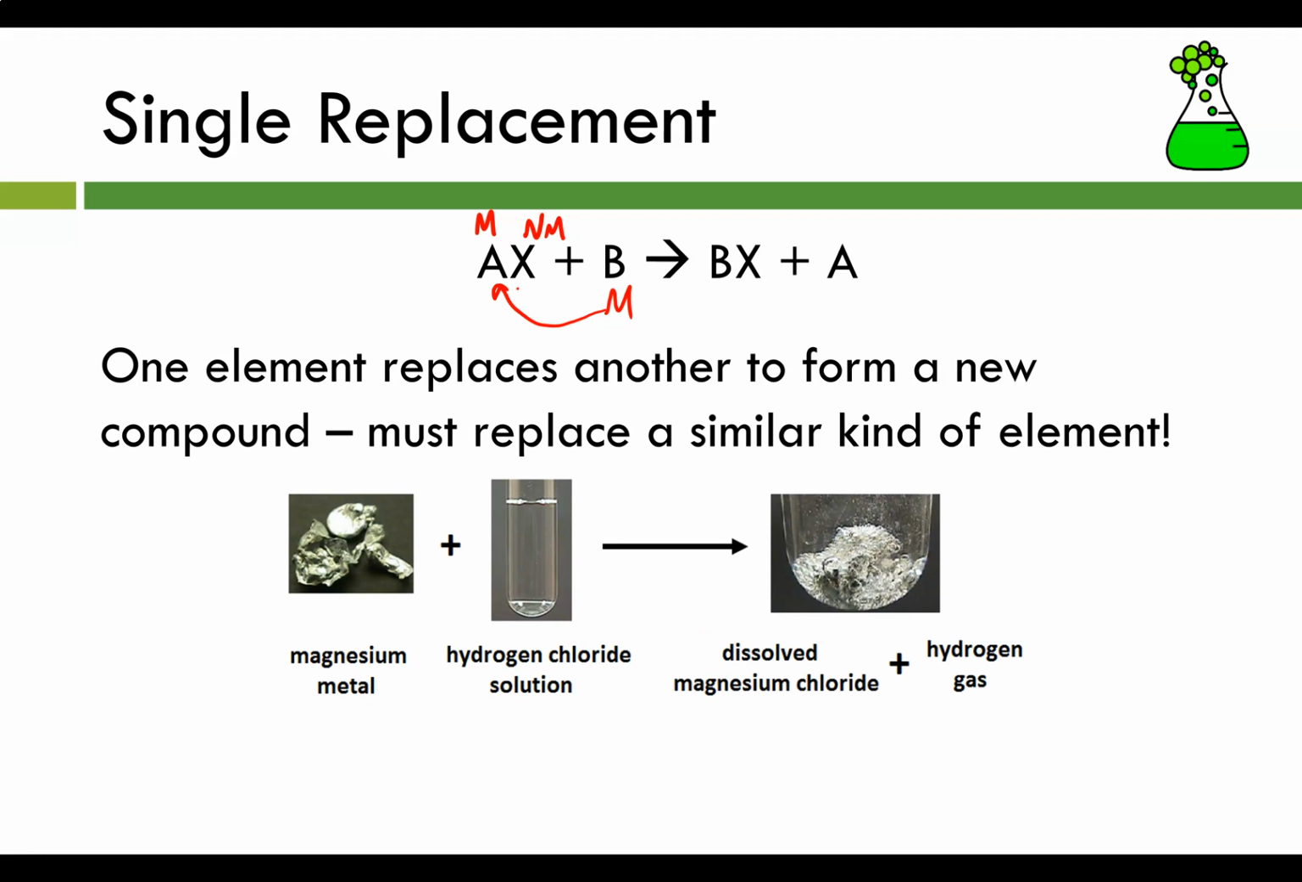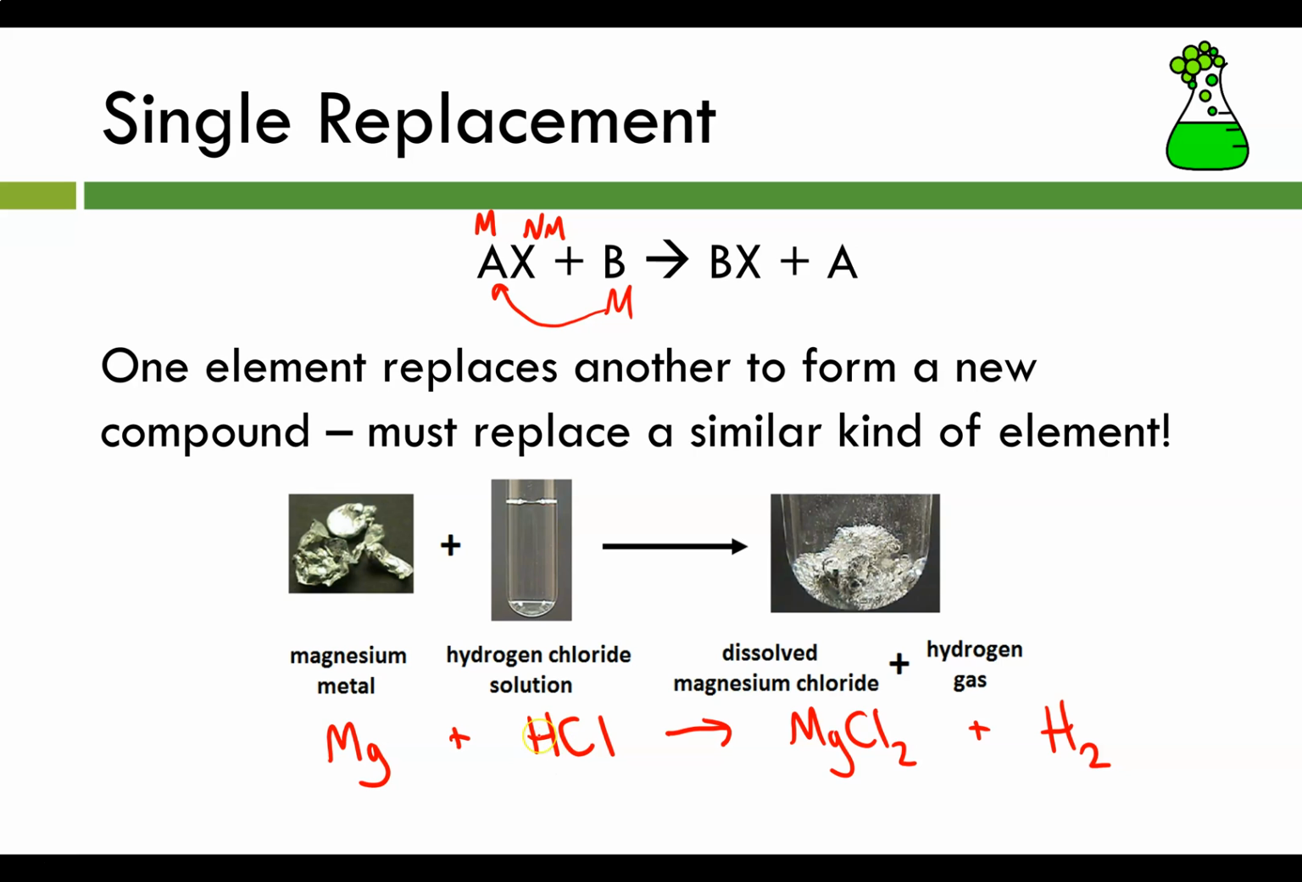Here's kind of like a classic single replacement reaction. We've got magnesium reacting with a solution of hydrogen chloride, also known as hydrochloric acid. We're going to make dissolved magnesium chloride and hydrogen gas.